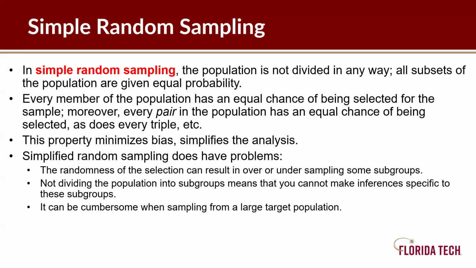The randomness of the selection can result in over or under sampling some subgroups. Not dividing the population into subgroups means you cannot make inferences specific to the subgroups. It can be cumbersome when sampling from a large target population. Right? You need to have a large enough sample to make sure you've got a good view of the population, and that can be expensive. So what do we mean by over or under sampling some subgroups?